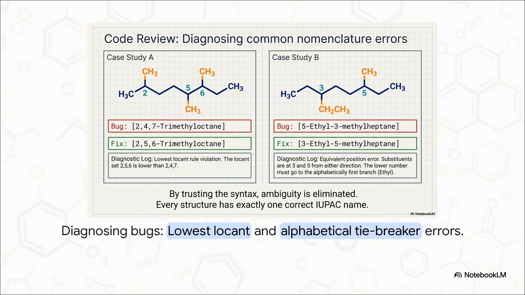Now in case B, the branches are at positions 3 and 5 from either end. It's a tie. The bug here is giving the methyl group the lower number. The fix is to use that alphabet tiebreaker. Ethyl gets the lower number, 3, because E comes before M. So the correct name is 3-ethyl 5-methylheptane.